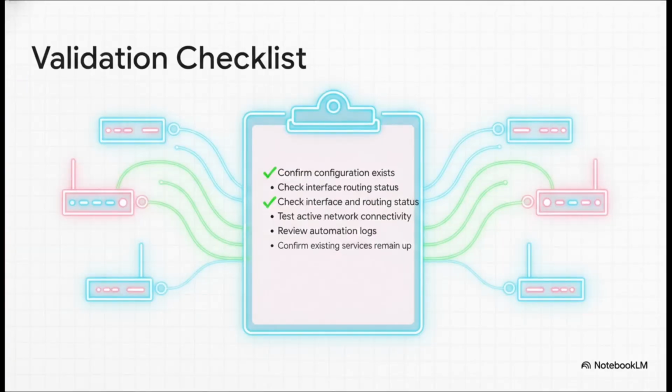Now listen closely on this one, because a deployment is never truly complete just because your automation tool flashed a green success message. You absolutely must validate. You need to log in or use verification scripts to confirm the configuration actually exists on the device, check the interface and routing statuses, actually test the active network connectivity, review the automation logs, and please, make sure you didn't accidentally break existing services. Only when these specific checks pass is the job truly done.